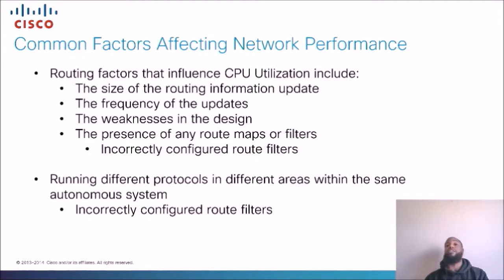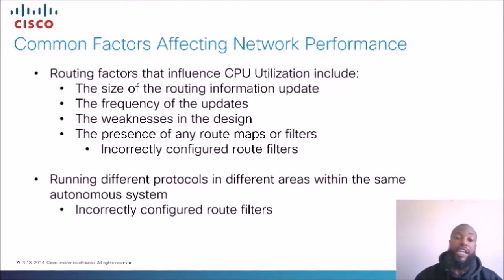The size of the routing information update, the frequency of how many times you get updates, the weaknesses in the design, the presence of any route maps or filters. Route maps, we're going to be covering that in, I believe, section 3.17, something like that. Incorrectly configured route filters all affect network performance. So when you have large routing tables, route filters can allow us to minimize these routes or just make them smaller so that we're not using too much of the CPU. We don't want to stress the CPU of our routers.